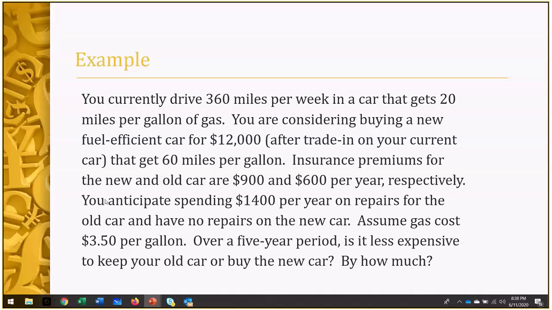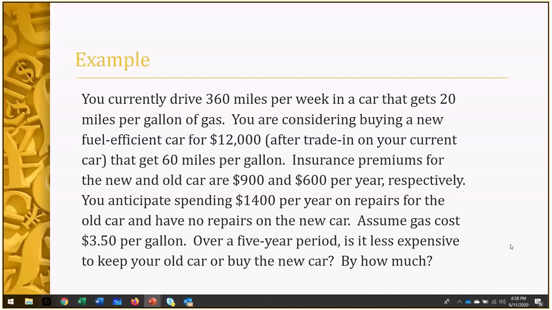And then you anticipate spending $1,400 per year on repairs for the old car, and you'll have no repairs on the new car. Hopefully, it'll be under warranty, I'm guessing. Assume gas costs $3.50 per gallon. Over a 5-year period, will it be less expensive to keep your old car or buy the new car, and by how much.